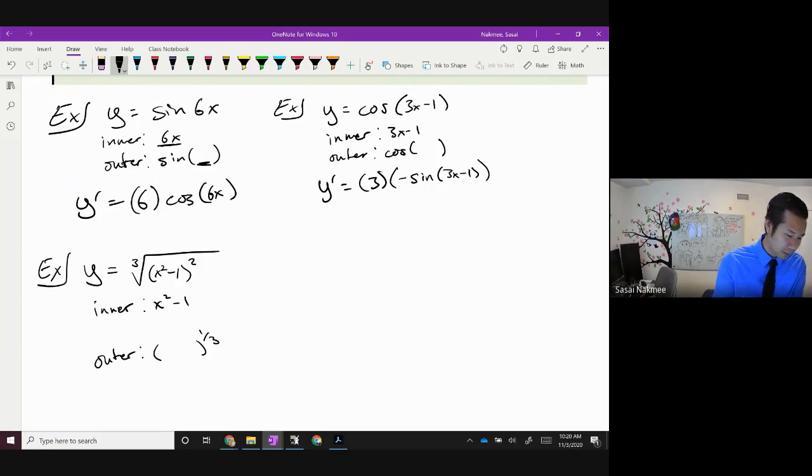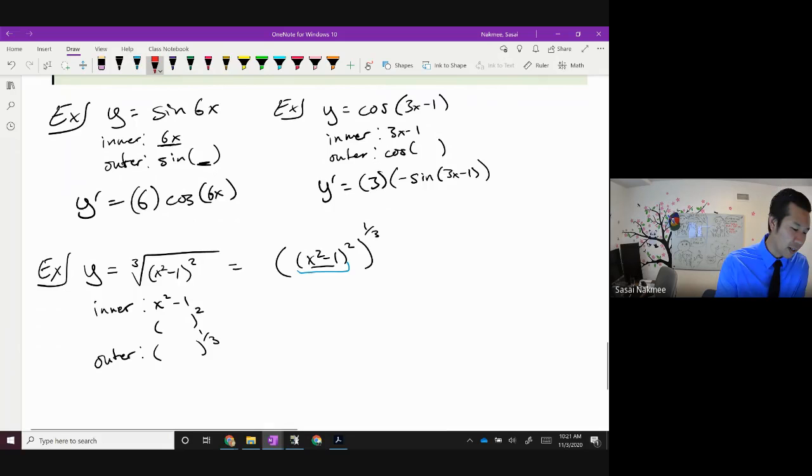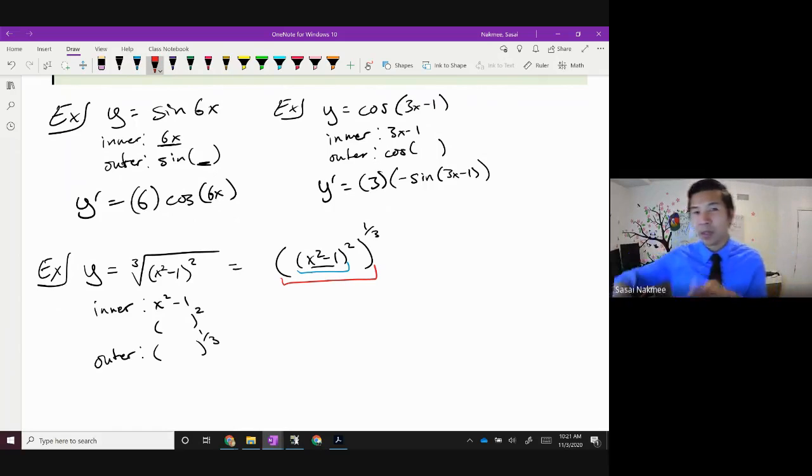I hope you guys see it. It's this function right here, the stuff inside being squared. Do you see it? If I rewrite this function, this is x squared minus 1 squared, and then being raised to a 1/3 power. I have here an inner function, a middle function, and an outer function. This composite function is built on multiple functions put together, not just 2, but 3 of them.